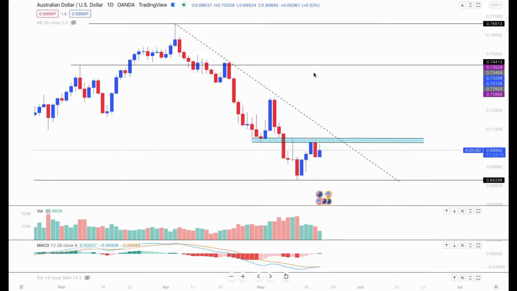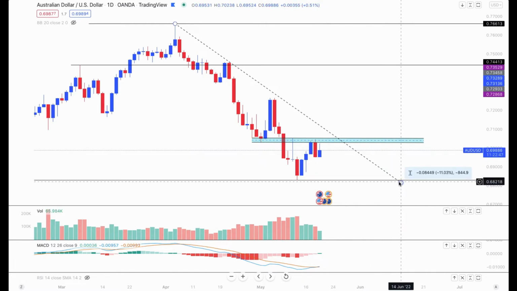So looking at Aussie dollar versus the US dollar on the daily time frame, what do we have? We know that this is a major forex pair, just like Euro USD, which we did yesterday. We have seen nothing but downward momentum since the 5th of April, and we can see we have been trudging downwards.